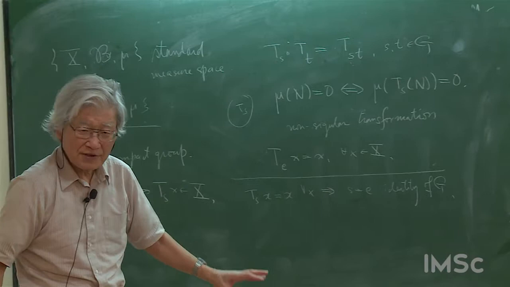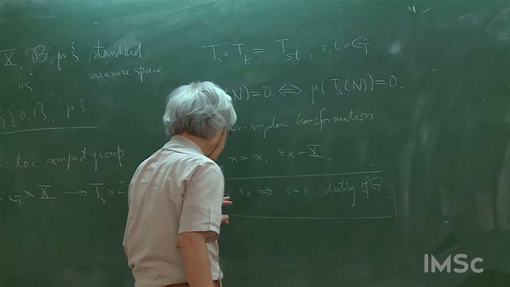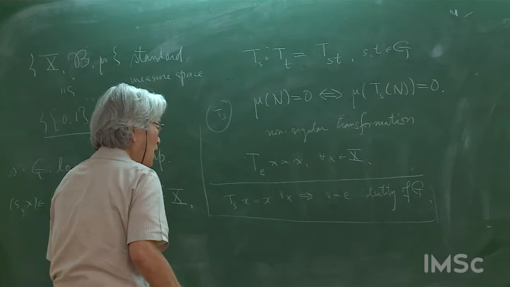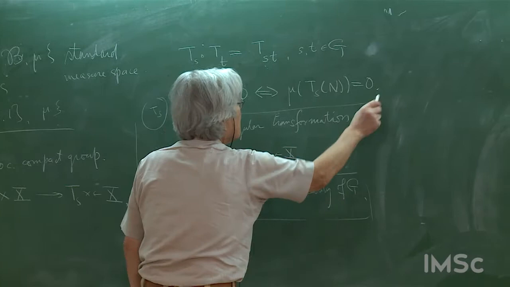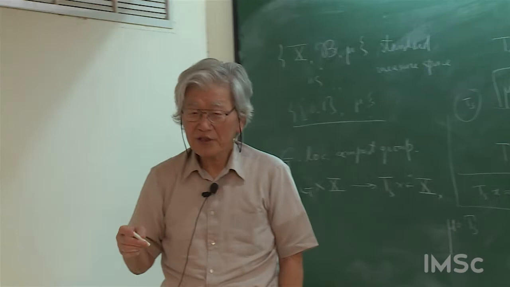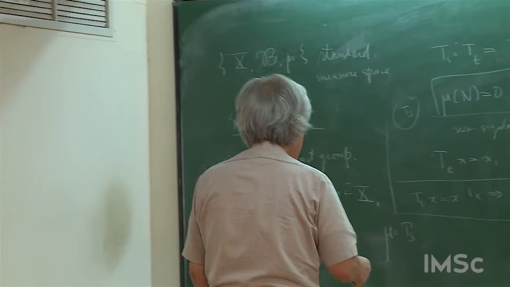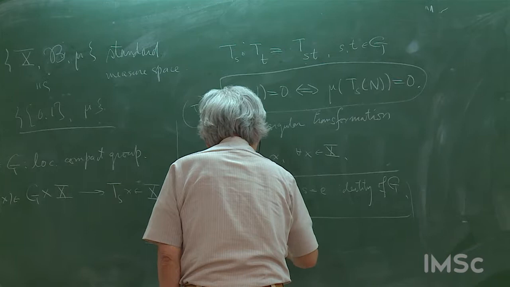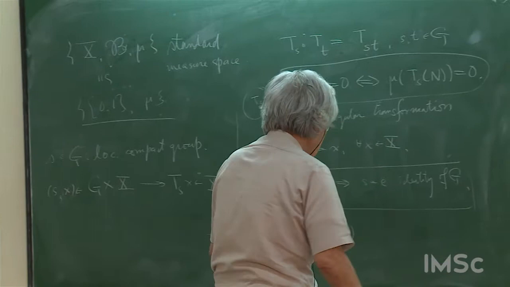Well, this is more because we don't want to discuss the empty case. And then what happens is, okay, this tells you that mu composed with the transformation is absolutely continuous relative to the original measure mu. So you have the Radon derivative of this measure against the original measure, evaluated at x, written as rho(S, x), a non-negative function.